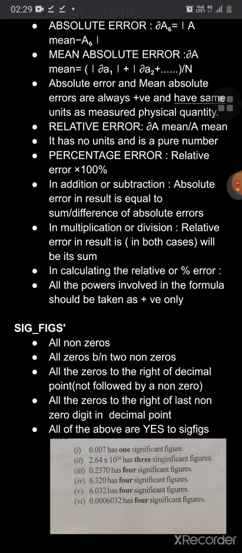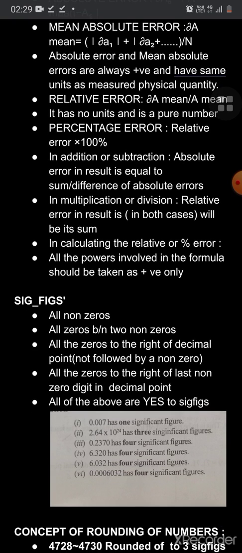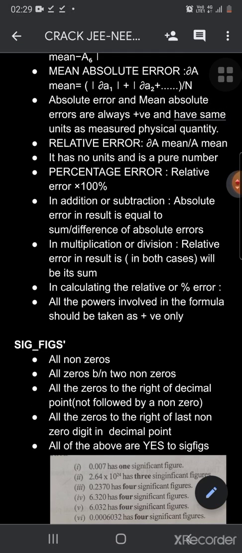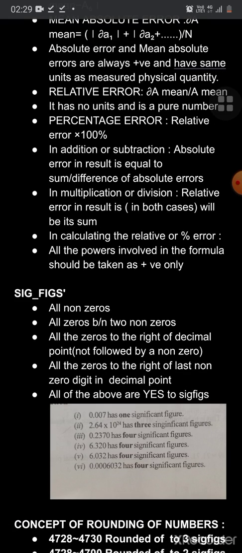quantity. Relative error. A relative error means it is the ratio of mean absolute error and arithmetic mean. We have to find the mean absolute error and mean of the measurements, and then we have to divide one with another. It has no units and it is a pure number. The relative error has no units and is a pure number because it is a ratio of physical quantities of same nature. Next, percentage error. Percentage error can be calculated by the use of relative error. Simply by multiplying the relative error with 100, we can get the percentage error.